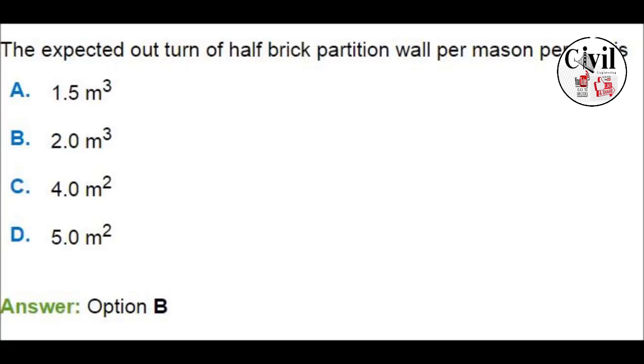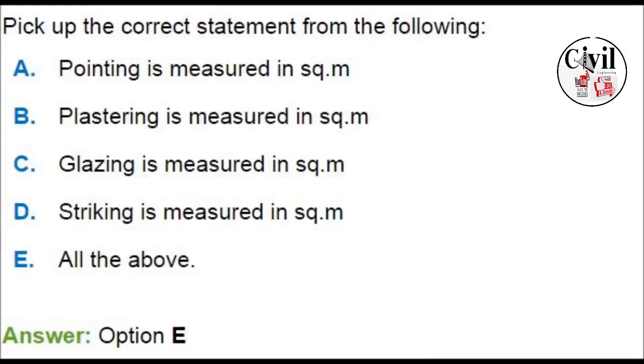That's fine. So pick up the correct statement from the following. Pointing is measured in square meters. Plastering is measured in square meters. Glazing is measured in square meters. And striking is measured in square meters. So E is the correct answer. All of these are measured in square meters.